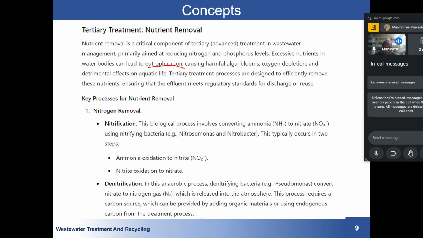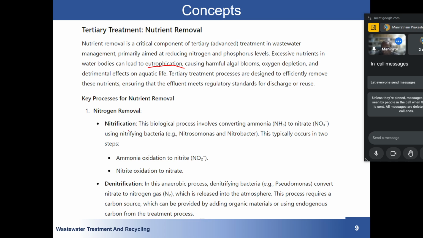And we know that a minimum of 4 milligram per liter of dissolved oxygen should be there for aquatic life to survive. So we don't want that, and that's why there should be control on nitrogen and phosphorus release in lakes or rivers. So the first and the most conventional method for removal is nitrification.